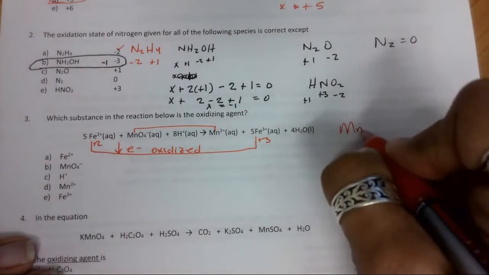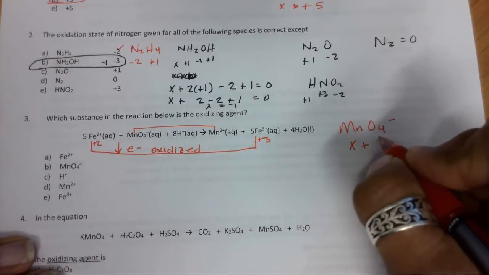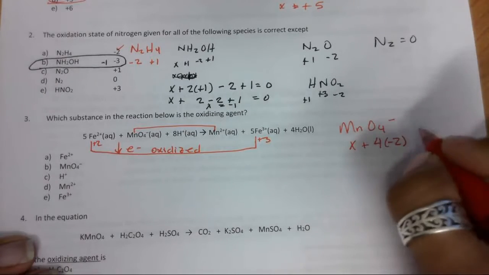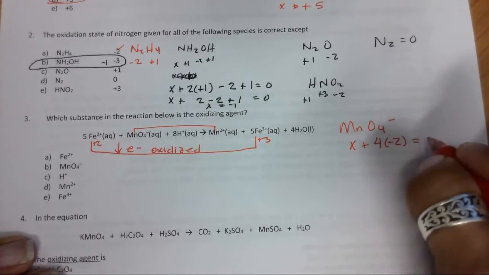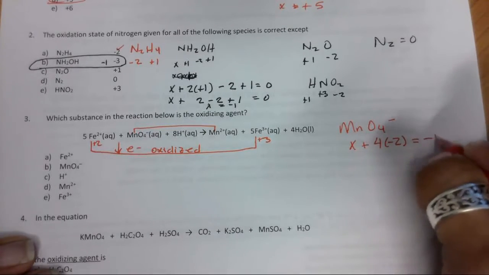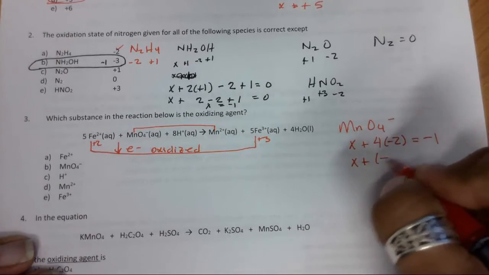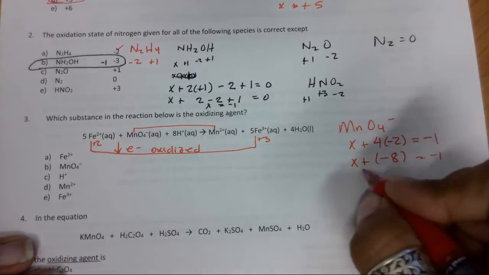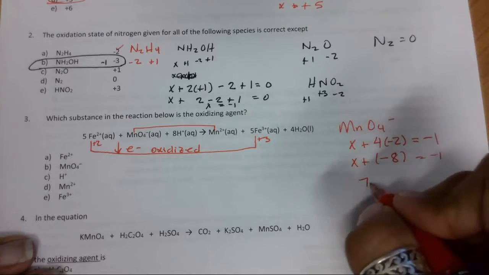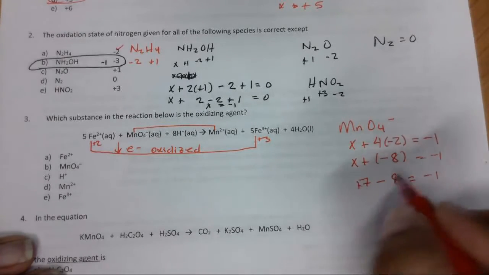Let me just write this over here. If I have MnO4 minus, that means that I have X plus 4 times -2, we know oxygen is -2. This is not an overall neutral molecule, right? This is a -1, it's an ion. So I have X plus -8 is equal to -1. And so you can see that we need this to be a +7, right? So 7 minus 8 is going to be what? -1. So this has to be a +7.